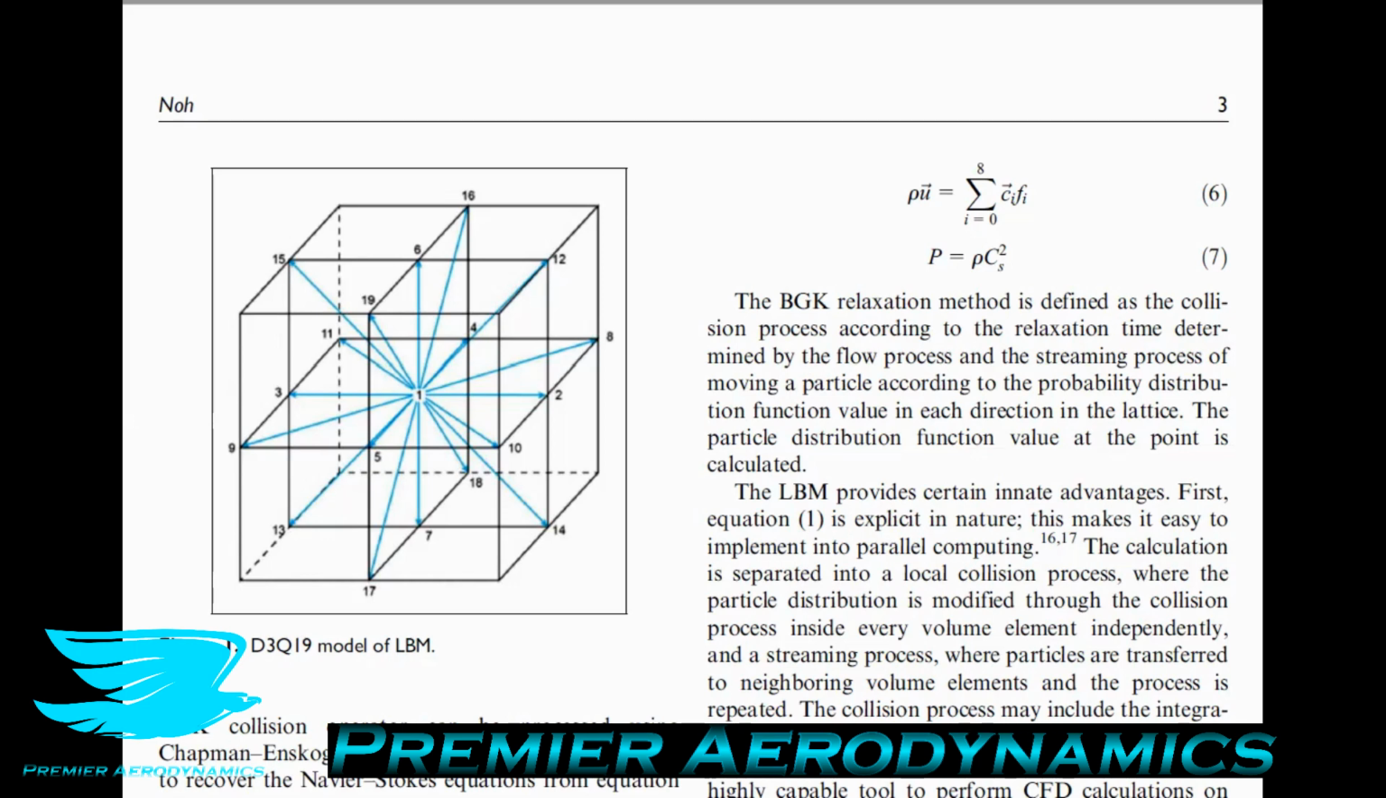So, briefly, I just want to talk about something called streaming and collision. So these are the two main steps in the Lattice Boltzmann CFD process, and they are important because the streaming is where the information is coming into one node, and then the collision is this information and these particles traveling to their final destination effectively after the streaming phase.